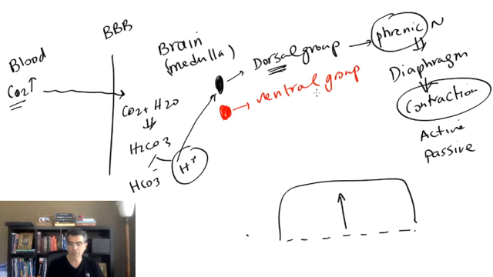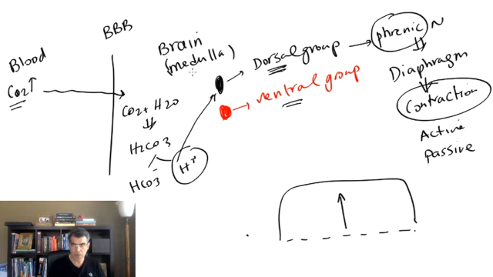Now, what's the function of the ventral group? The ventral group is for deep expiration. When you're exercising, you have to expire deeply. That means you have to push this air out forcefully. So the diaphragm by itself is not enough. I have to use my other muscles to force this air out. So the ventral group is for deep expiration.